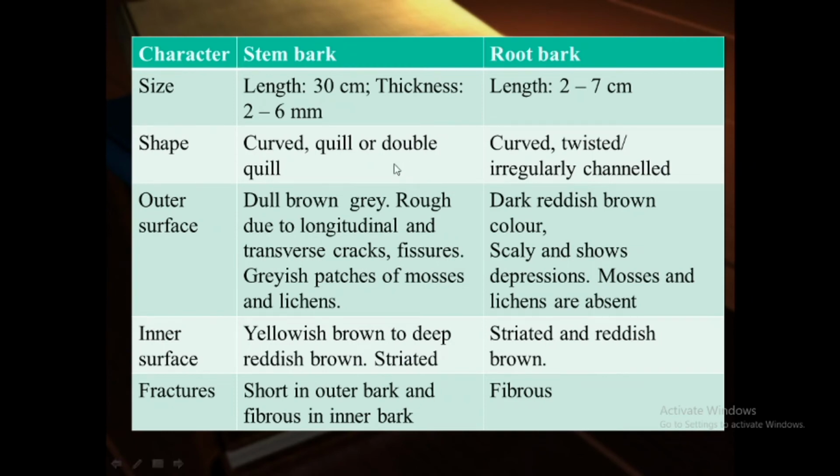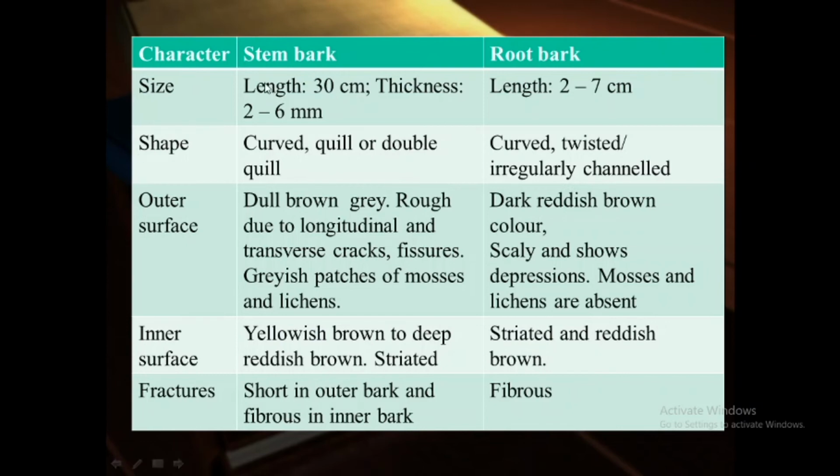Just see the difference between the stem bark and root bark of Cinchona. So size of stem bark, just see the length of stem bark is 30 centimeter, whereas the thickness is 2 to 6 mm. The length of root bark is 2 to 7 centimeter. So length of root bark is less, whereas the length of stem bark is more in case of Cinchona bark.